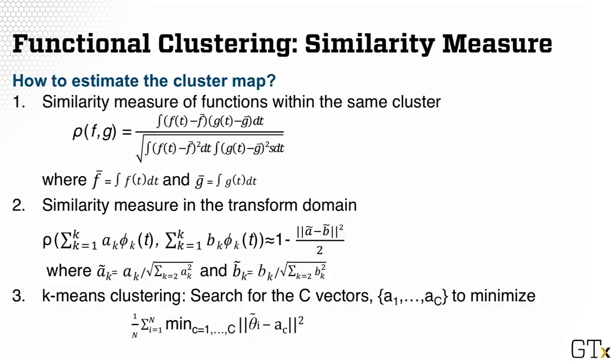Thus, after we apply the first step, the transformation from the functional domain to the transform domain, as I provided in a previous slide, we can apply the classic hard clustering algorithm, k-means, for example, to obtain the partition or the clustering map T. Note that it is not correct to apply k-means directly to the observed functional data due to the functionality or dependence between the observations of each random function.